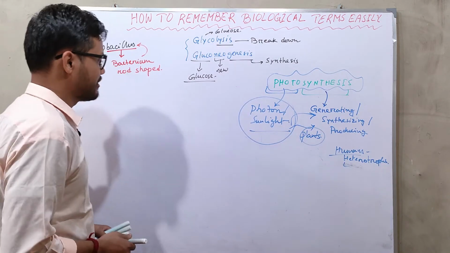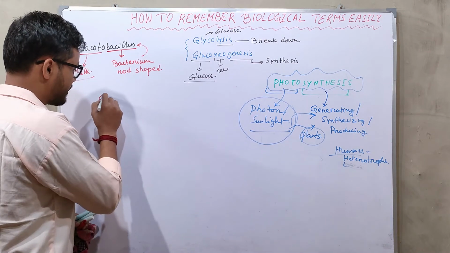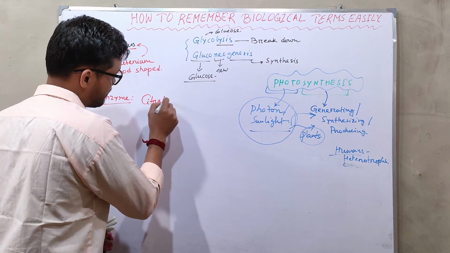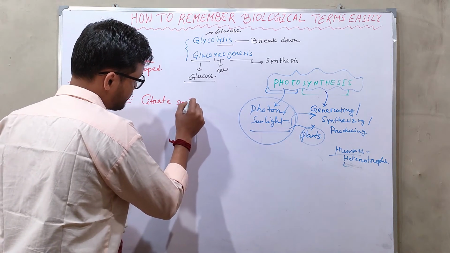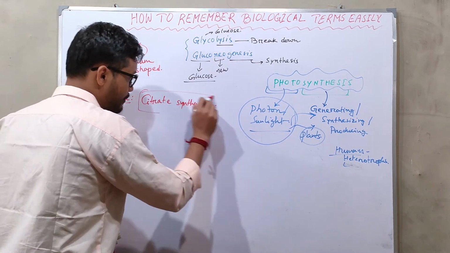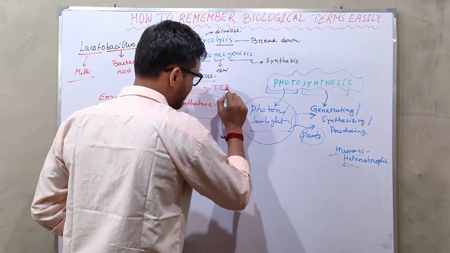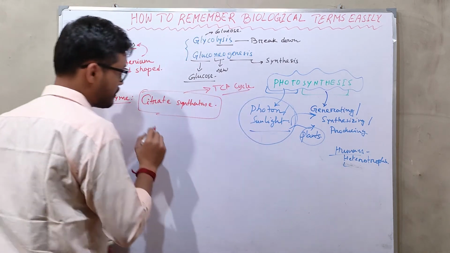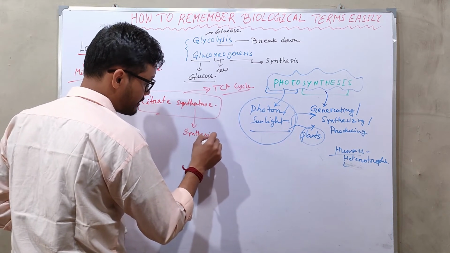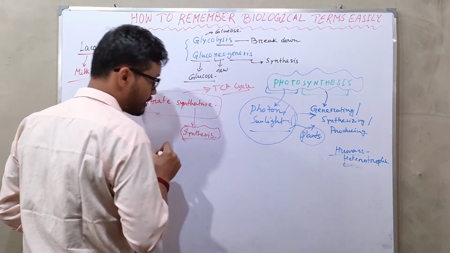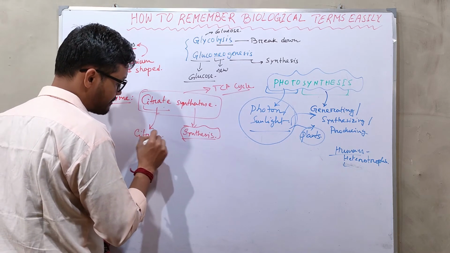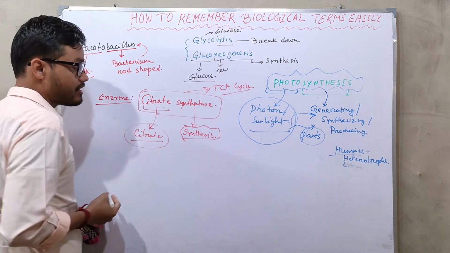And just take another example like an enzyme, that is citrate synthetase. Citrate synthetase is a critical enzyme observed in the TCA cycle. Basically synthetase means the synthesis. So the enzyme that can synthesize citrate is known as citrate synthetase.